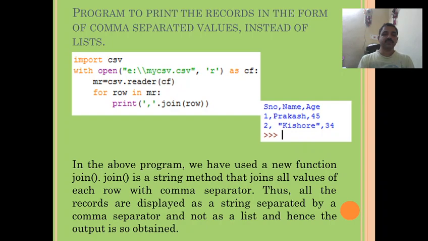Here, for example, we have used a new function called join. Join is a string method that joins all the values of each row with a comma separator. Thus all the records are displayed as a string separated by commas and not as a list. So hence the output is obtained like this. In this case, instead of storing in a list, it is displayed directly, but the data are separated by commas. I hope you are clear with this.